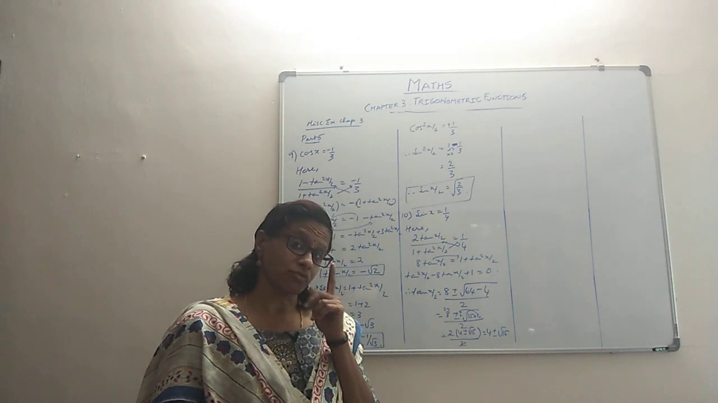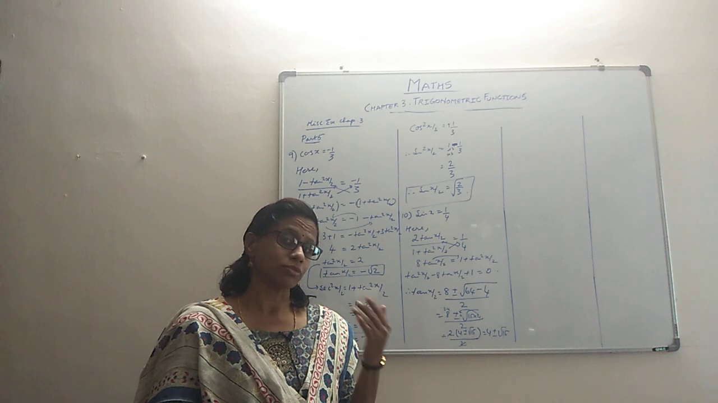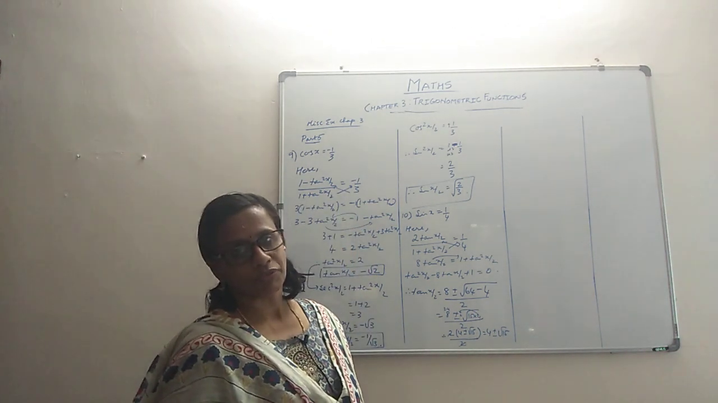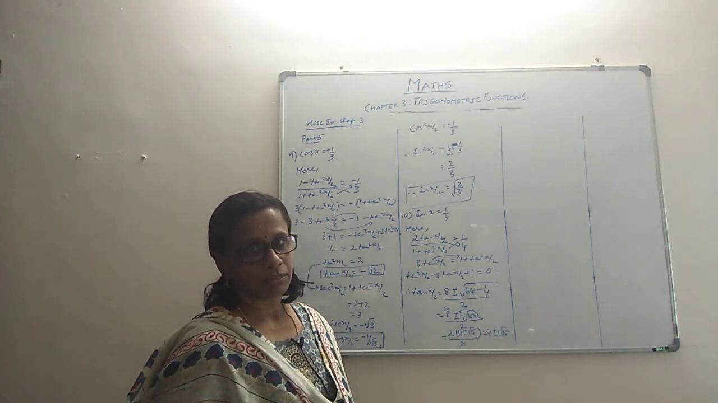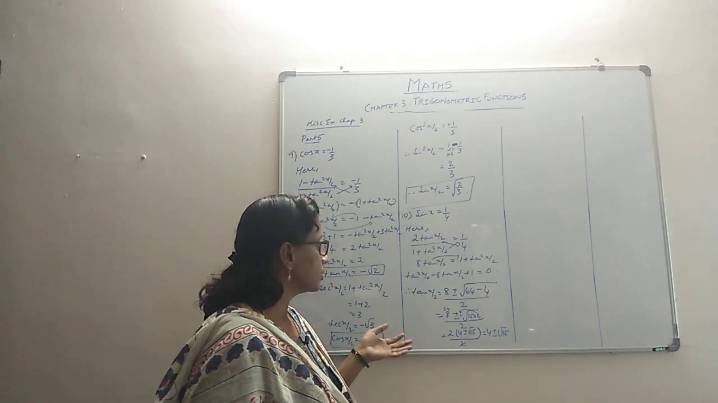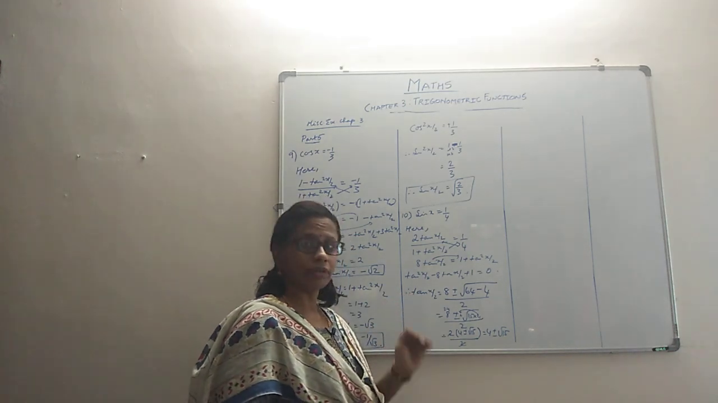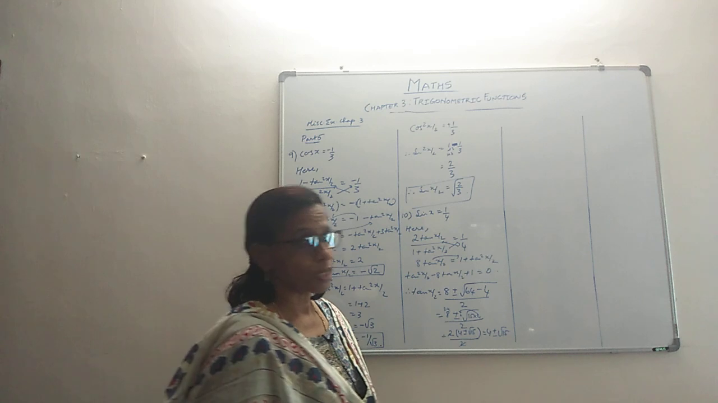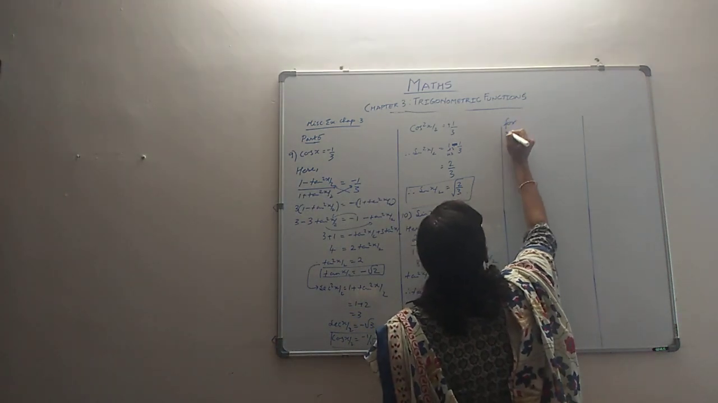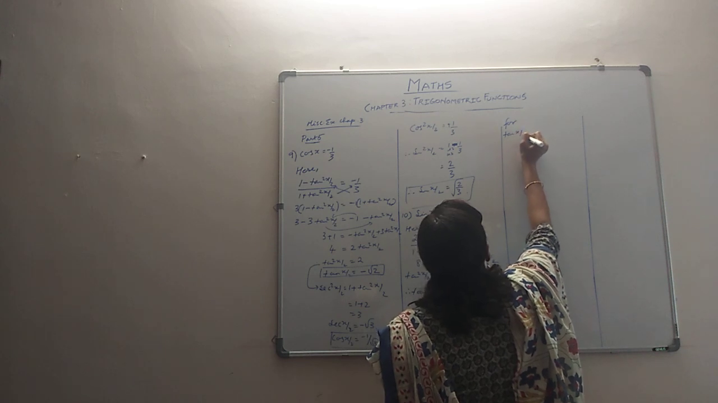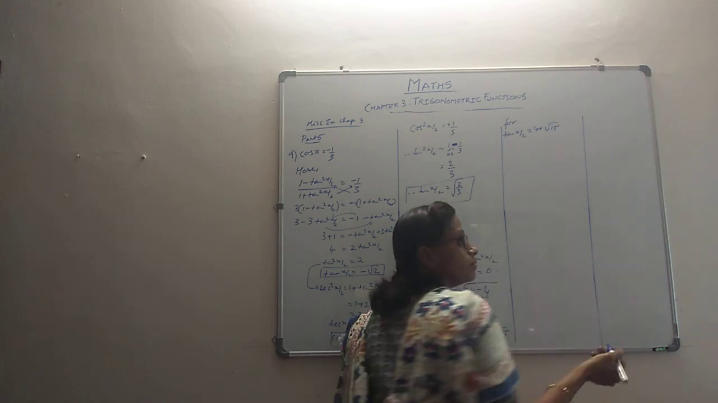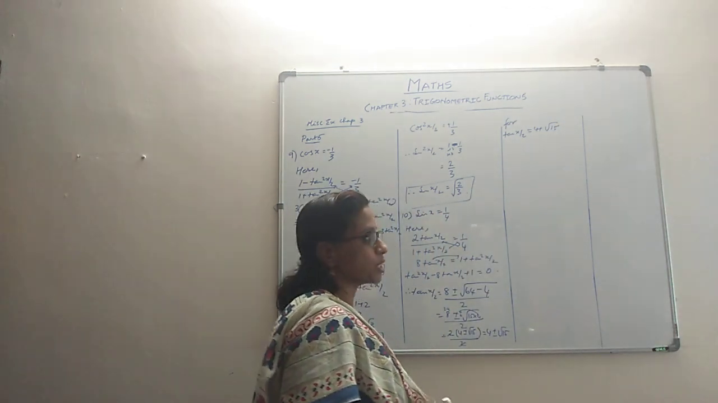From these values of tan(x/2), you have to find out the sin(x/2) and cos(x/2) values. Both the values are applicable, because both values will come as positive, and therefore we have to take both the values and find out their corresponding sin(x/2) and cos(x/2) values. So let's see here. For tan(x/2) equal to 4 plus root 15, what will be its cos(x/2) value and sin(x/2) value? Let's find out.